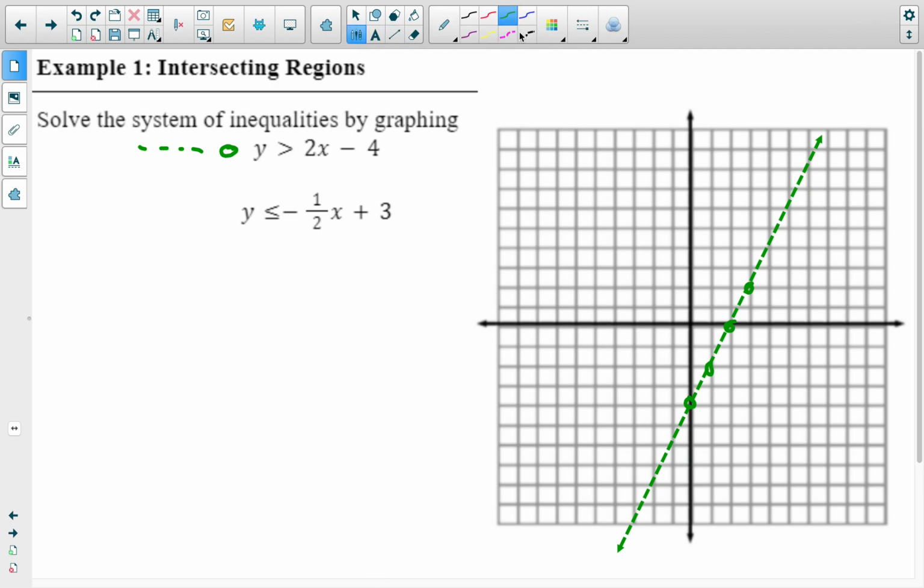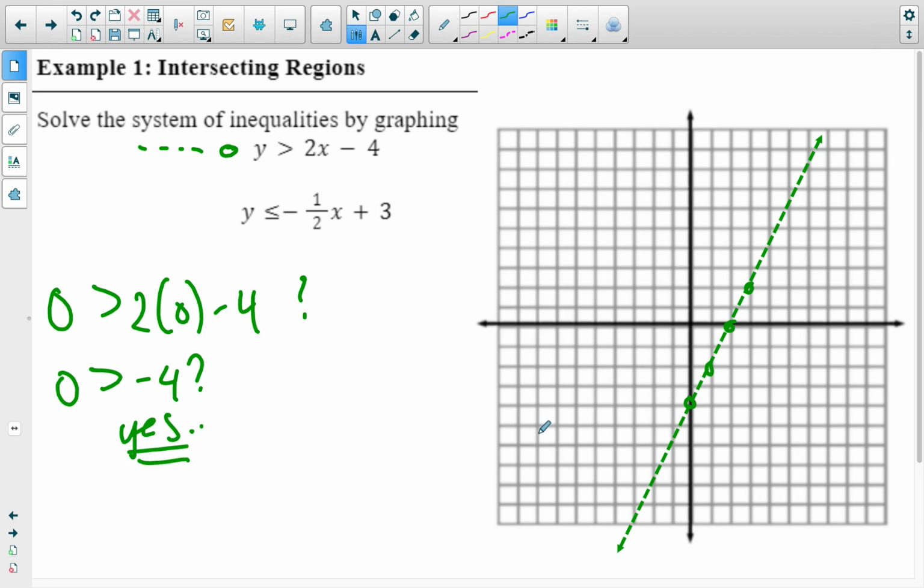And so what I'm going to do here is a little bit different. I'm doing this because it's a system. Instead of shading the plane, I'm going to draw some baby arrows telling me which direction I would shade if I shaded the whole thing. Okay, so thinking about this top inequality, I'm going to test the origin because it's very clearly above the line. If I plug in 0 here and 0 here, is 0 greater than 2 times 0 minus 4? That's my question. So is 0 greater than negative 4? Yes. So we would shade this side. I'm not going to shade it because this is a system, and I'll show you why in a second.